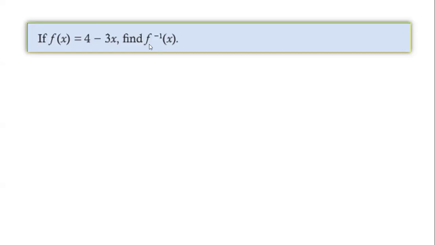Yeah, I'm seeing some answers. Yes, Samsung. 4 minus x out of 2. Okay, 4 minus x.